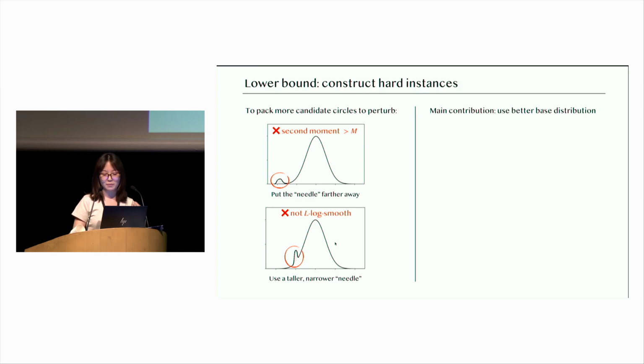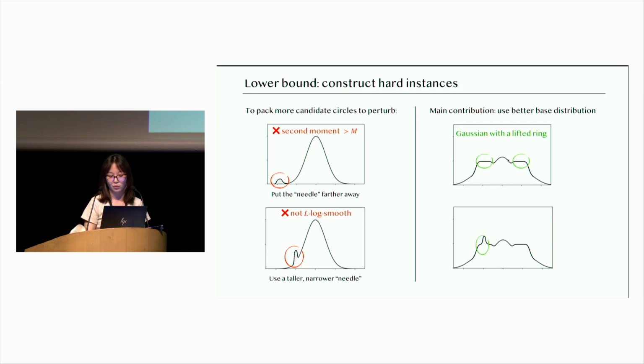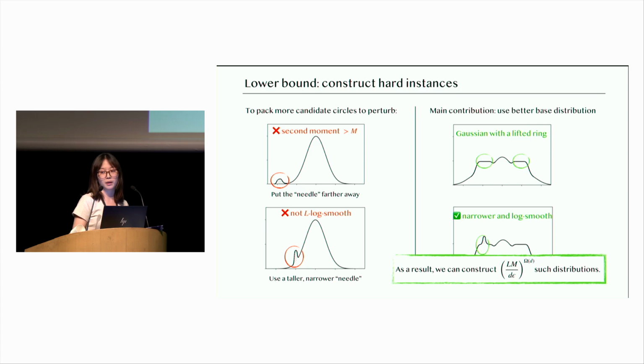And the main contribution of this work is to find that it's not the best choice to perturb a Gaussian, but it will be better to perturb a distribution like this. It also starts from a Gaussian, but we lift the two sides up. As we can see in this figure, another reason that caused this sharp curve is the density of the Gaussian decreases too fast. So if we use this kind of distribution, we can perturb it with a taller and narrower needle and still guarantee the log smoothness. And finally, we can prove the lower bound we want.